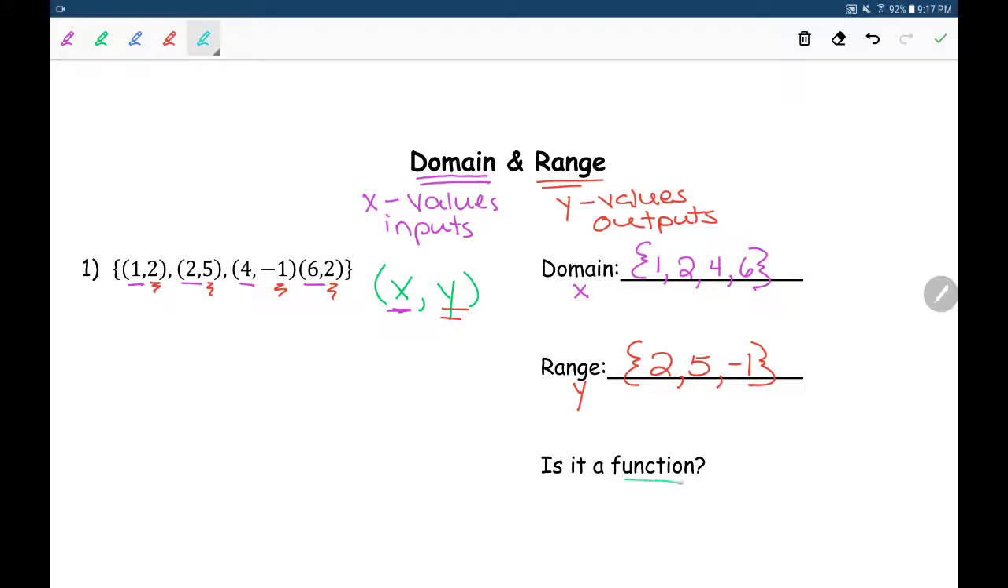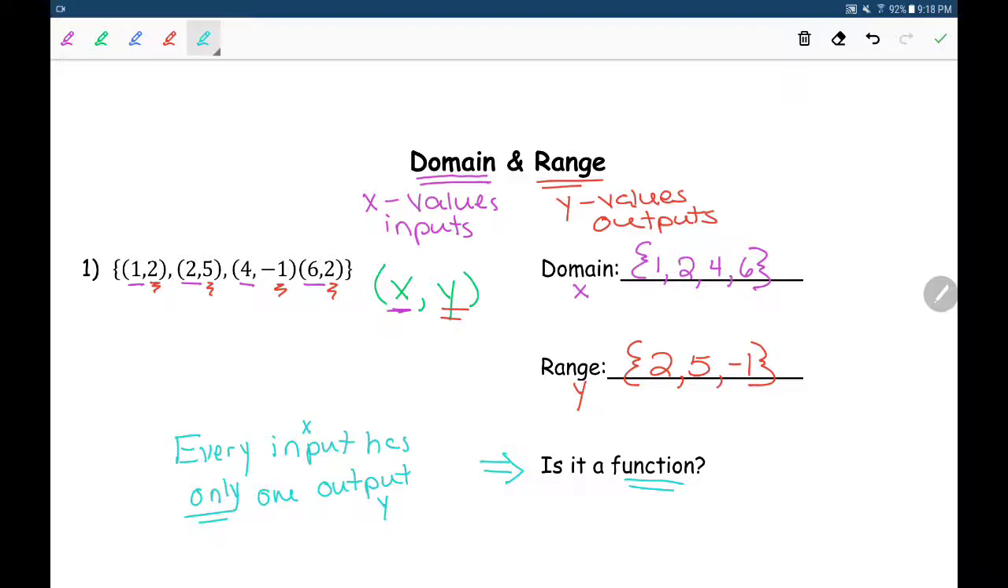So what makes something a function? That's what we have to remember. Okay, so a quick little definition of what makes a function a function. Every input can only have one output. Okay, so that's what makes it a function. So every x only has one y. Okay, that's really what that's saying.